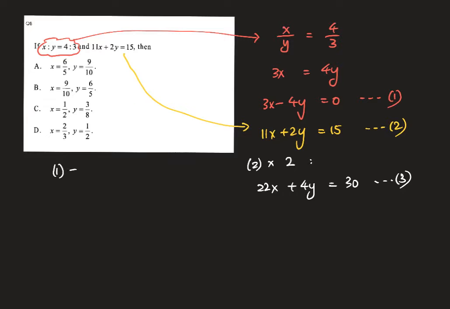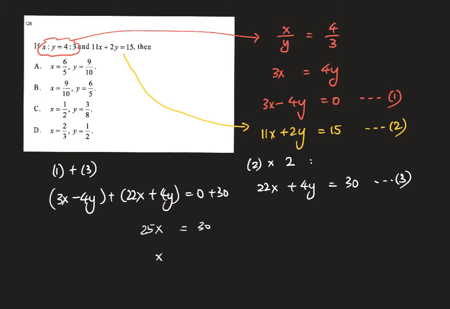That is 1 plus 3, we have, therefore, 25x equals 30 and x equals 6 over 5. And because this is a multiple choice question, there's only one option with x equals 6 over 5. So the answer must be A. We can save time finding the value of y. That's all.